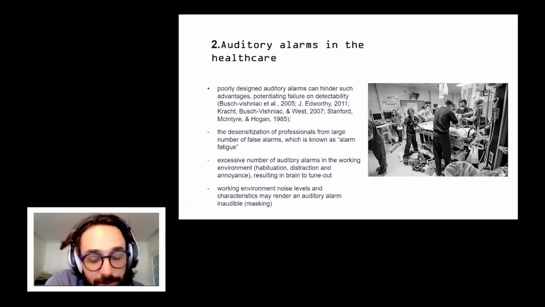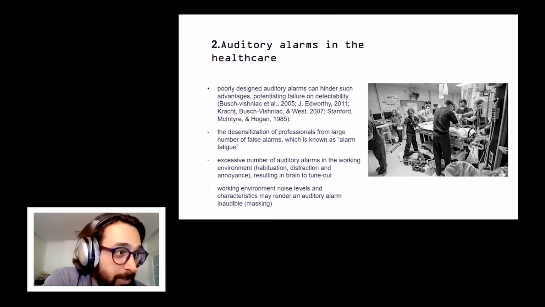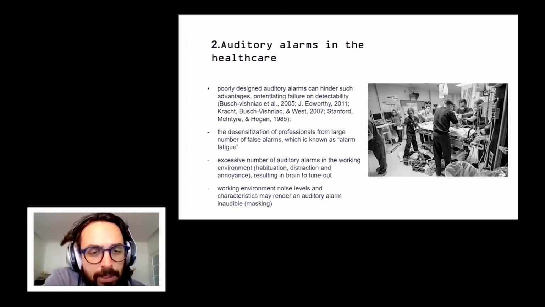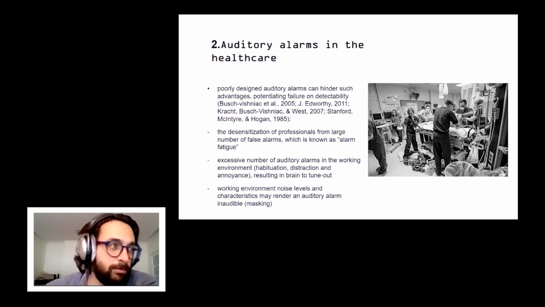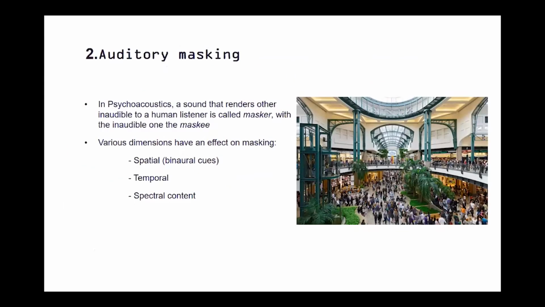Another reason is the sheer amount of noise in the environment, noise that can be from other alarms, HVAC systems, people talking, etc., that render some alarms inaudible. And this is the focus of the work. It's called, in more technical or scientific language, masking. So masking is when a louder signal, sound event, renders another one inaudible. And we're all familiar with loudness. If you look at the picture here on the mall, we can imagine that if our phone rings, we might not hear it.